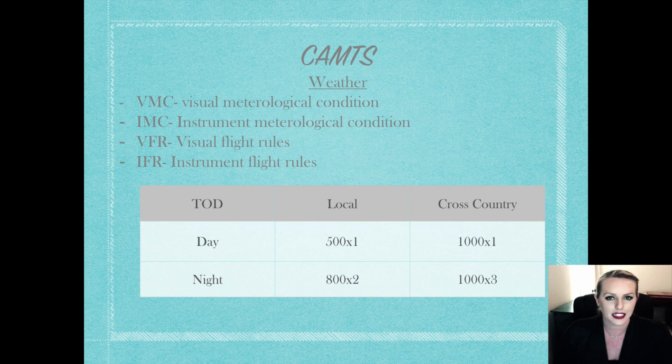Now at night, this is without night vision goggles. Local, the ceiling has to be 800 and you must be able to see for 2 miles. And at night for cross-country, a 1,000-foot ceiling and you must be able to see for 3 miles. The number one cause of crash is pushing the weather. I'm going to say it one more time: the number one cause of crash is pushing the weather.